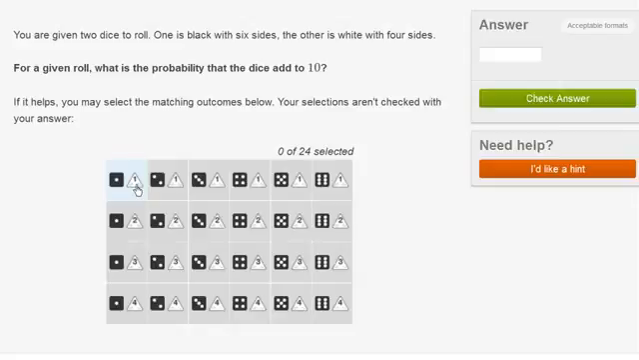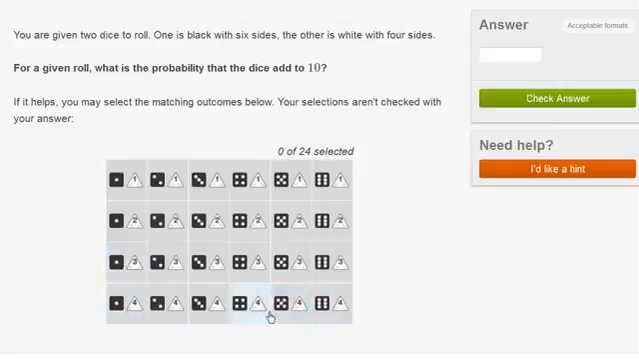So this is the roll of the 4-sided die. And so this is a roll of 1 and 1. So those clearly are not adding up to 10. So let's think about all the ones that add up to 10. So this adds up to 2. This adds up to 3. This adds up to 4. This adds up to 5. Let's see what actually adds up to 10.